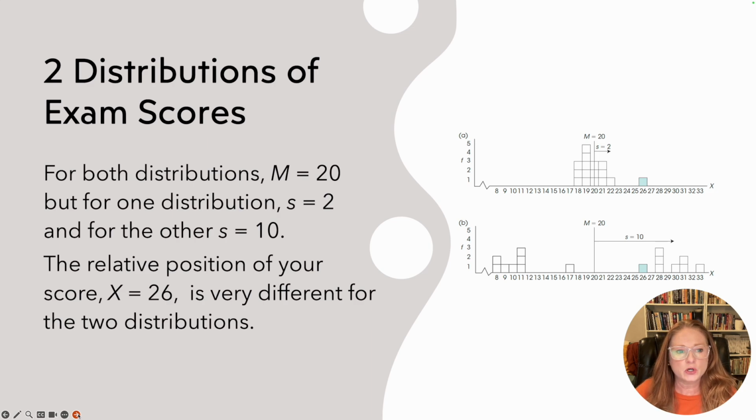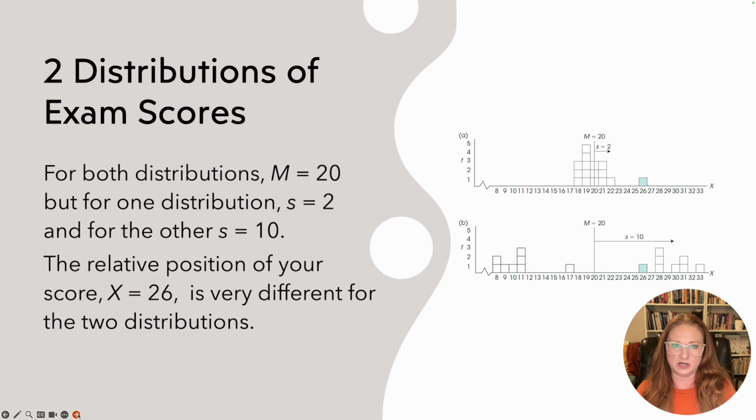Okay, so for both distributions, the mean is 20, right? So in the A and B one, you can see mean is 20, mean is 20. The average score was 20 for both, okay? In the first distribution, though, the standard deviation was 2. And the second distribution, standard deviation was 10. So crazy variability all over the place, right? And you can see that with the distribution of scores, right?